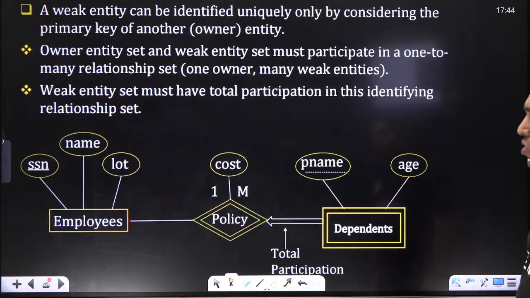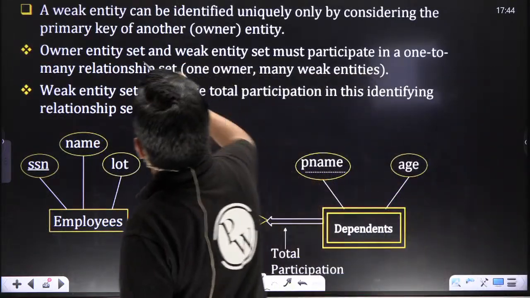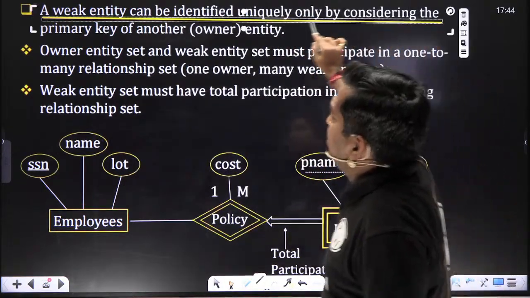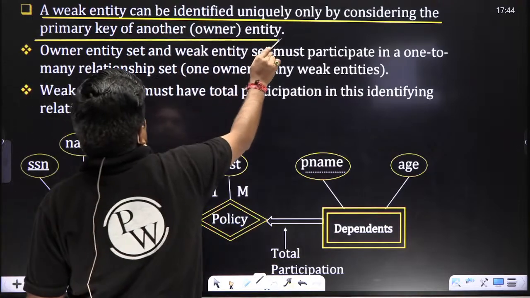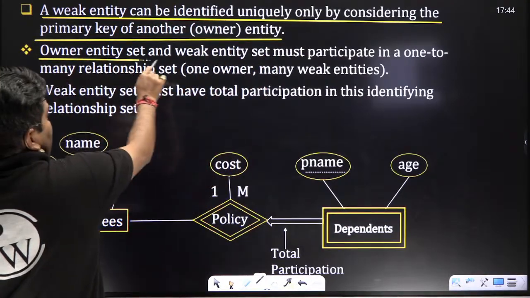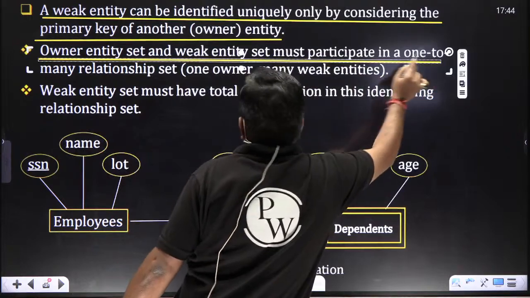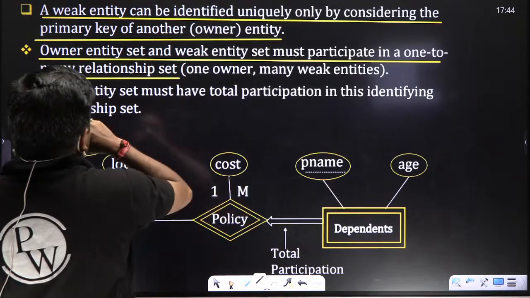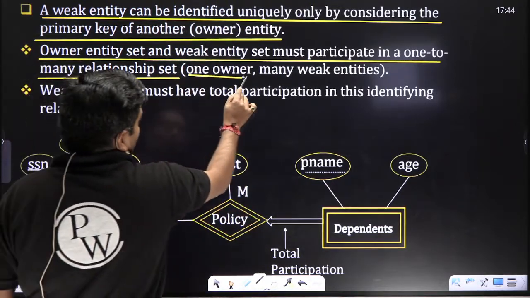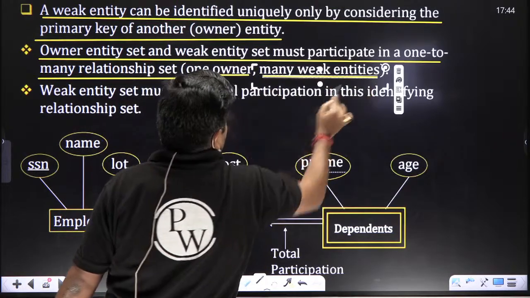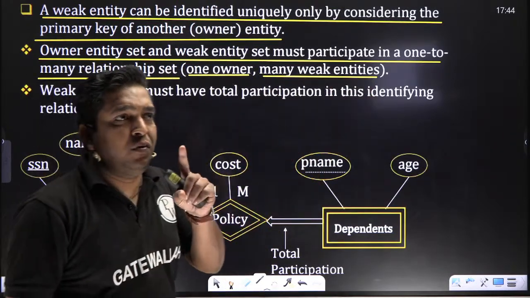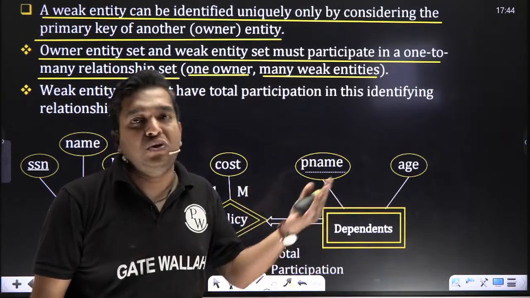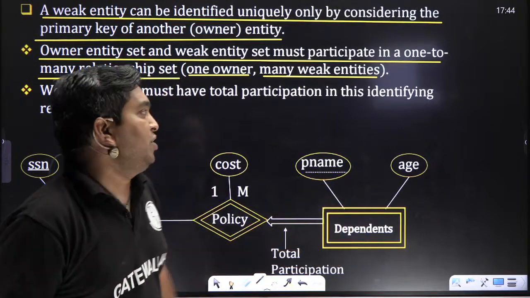Clear? So you can see a weak entity set can be identified uniquely only by considering the primary key of another entity, the owner entity set. The owner entity set and weak entity set must participate in a one to many relationship set. I told you, one to many: one at the owner and many at the weak entity. Why is it so? Suppose you have one employee, you have many dependents. For example, you, your spouse, your kids.